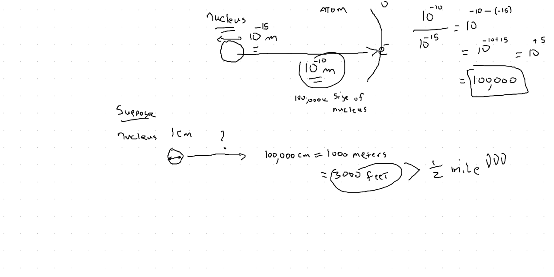So what are we saying? We're saying if this is our nucleus, right here, where's the nearest electron? It's over a half a mile away. So you see, atoms are mostly empty space. It's absolutely true.